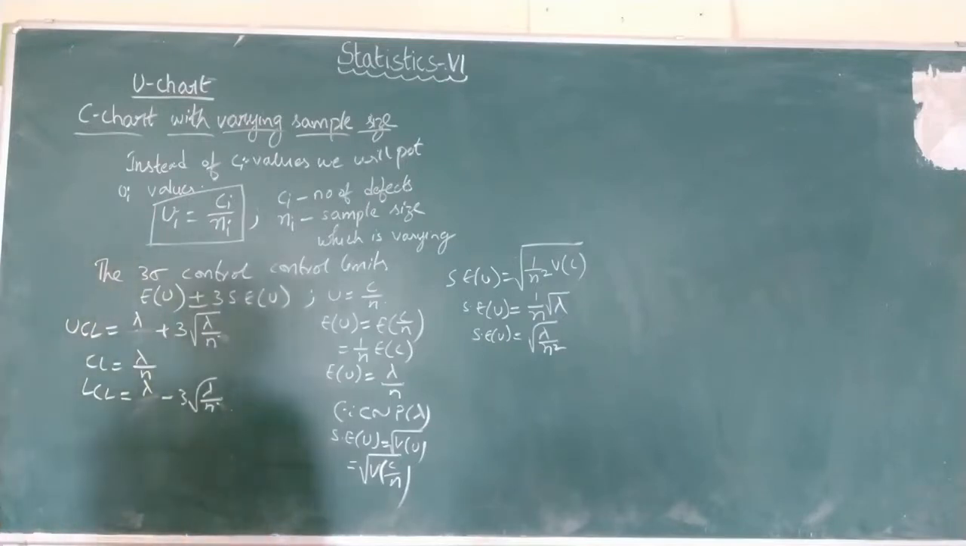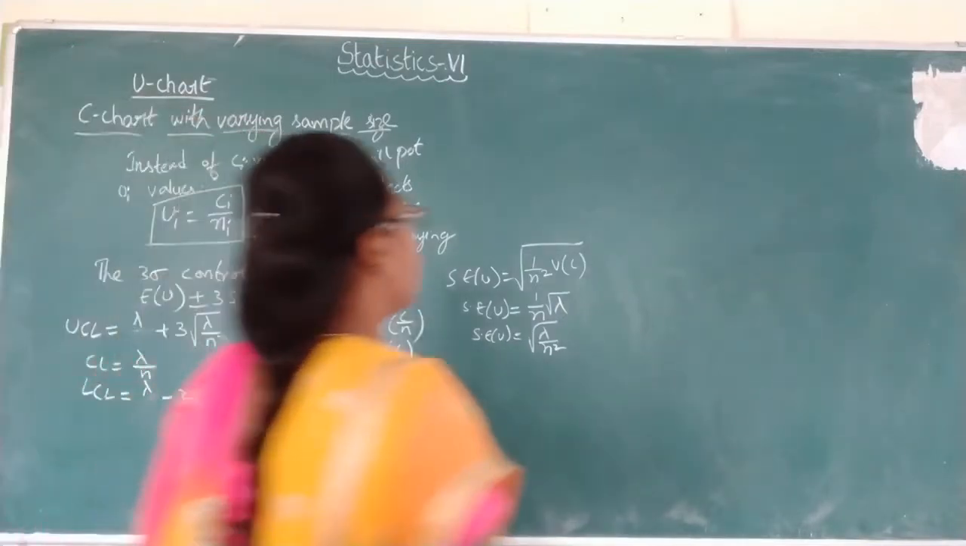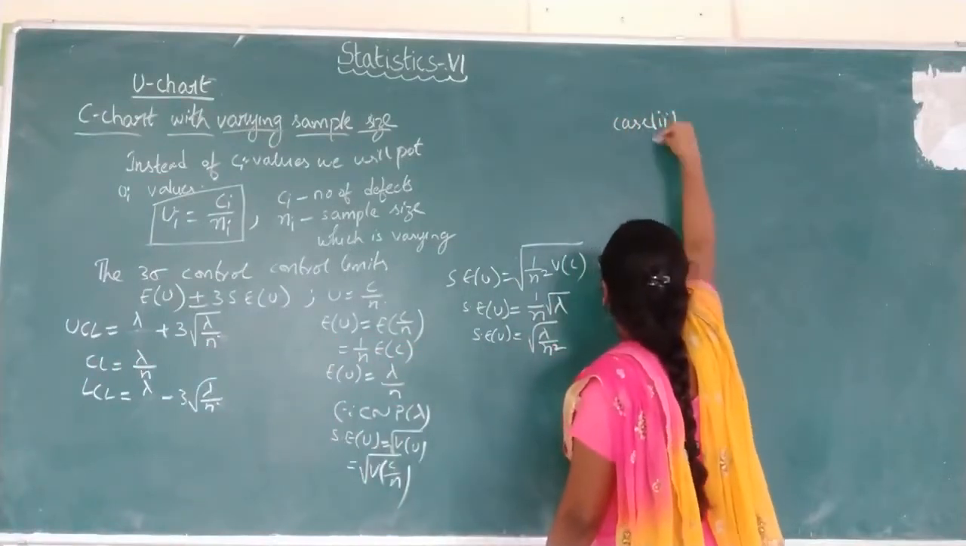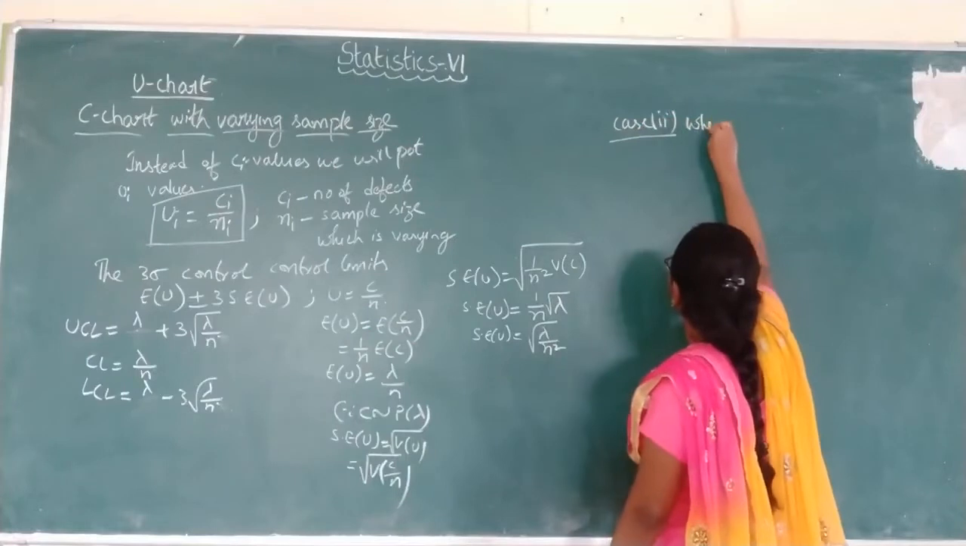Now we will be seeing the control limits for case 2. What is case 2? When standards are unknown.